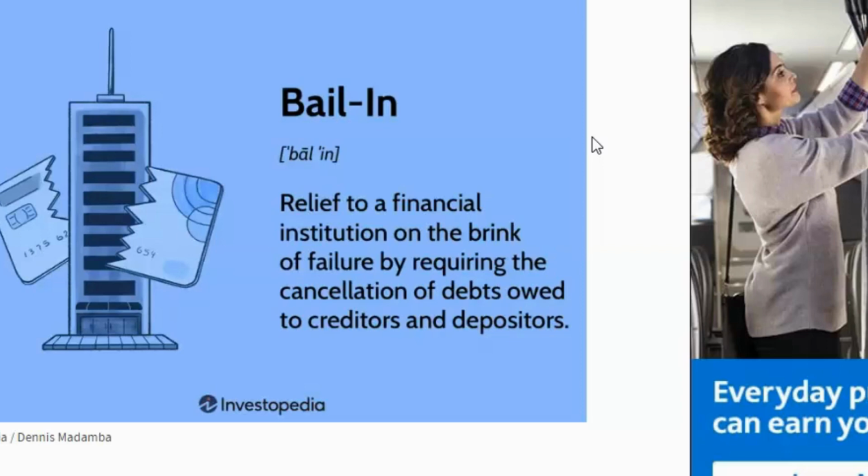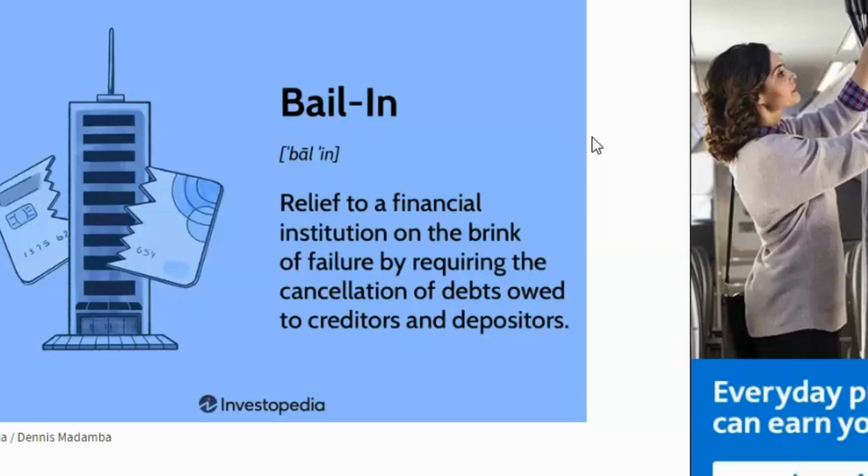If you take your money and you deposit it at a bank, that money is no longer yours. That money is now in the hands of the bank, and they give you basically an IOU. You are lending that money to the bank, and you are what's called an unsecured creditor.